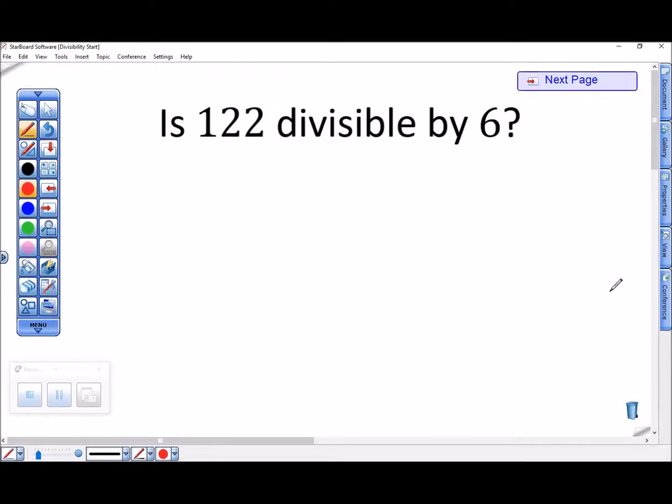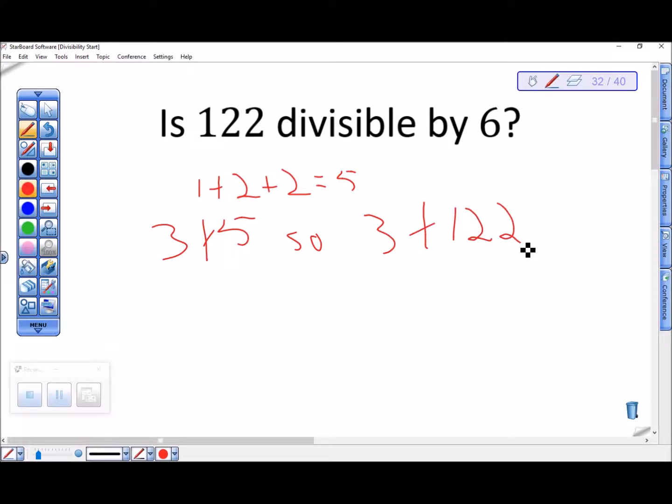Is 122 divisible by 6? Well, it's even. However, 1 plus 2 plus 2 is 5. 3 does not divide 5, so 3 does not divide 122, so neither does 6. 6 does not divide 122 because it fails one of those tests. All right, let's check out our next divisibility test.